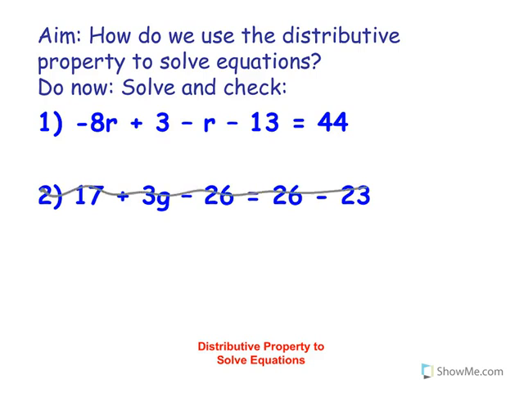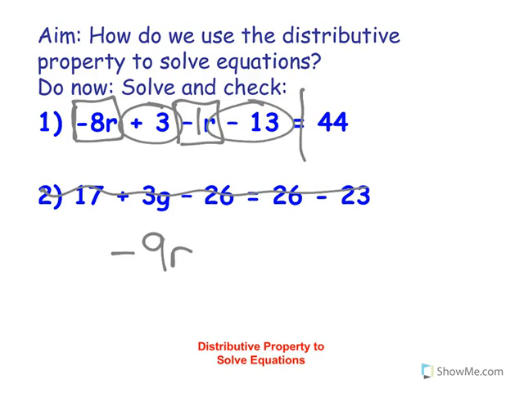So for number one, here's my equal sign. That's my dividing line. So I don't have anything on the right other than 44. So I'm going to shoot for my like terms on the left, which are negative 8r and negative r, which I know to be negative 1r. That should combine to give me negative 9r. I also have positive 3 and negative 13, which sum to negative 10. And I bring down my equals 44.